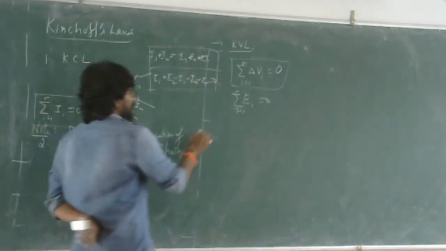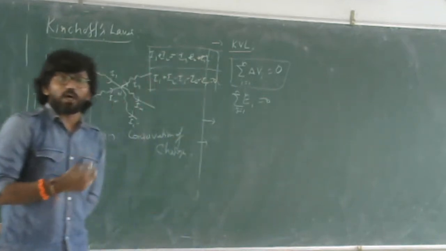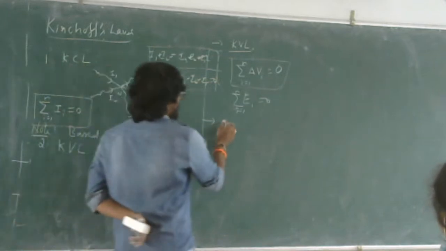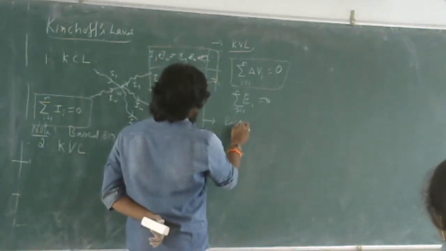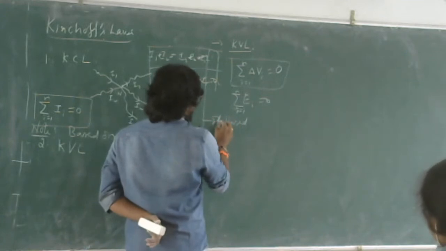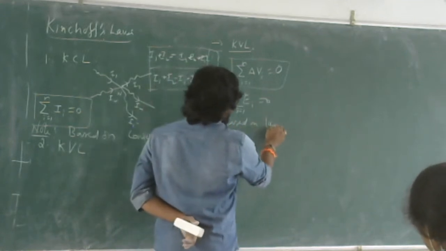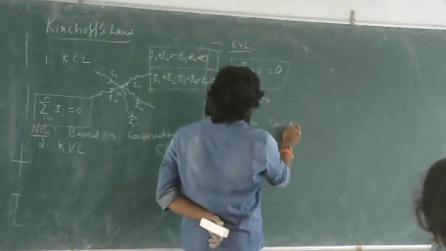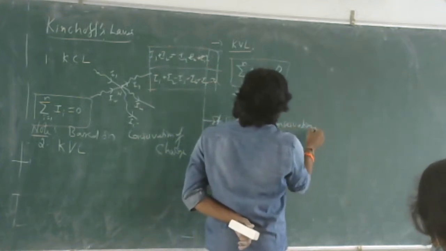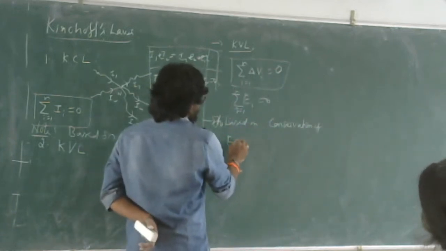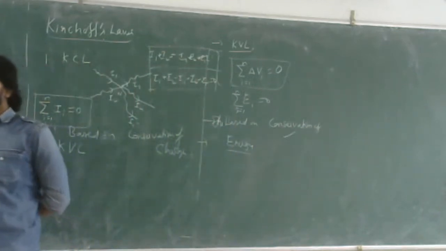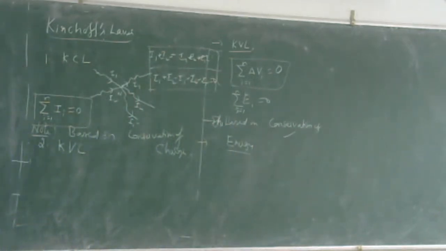Then remember that Kirchhoff's voltage law is a consequence of the law of conservation of energy. This is based on the law of conservation of energy, or is a consequence of it, and obeys that. Okay? This is briefly about Kirchhoff's current law and voltage law.